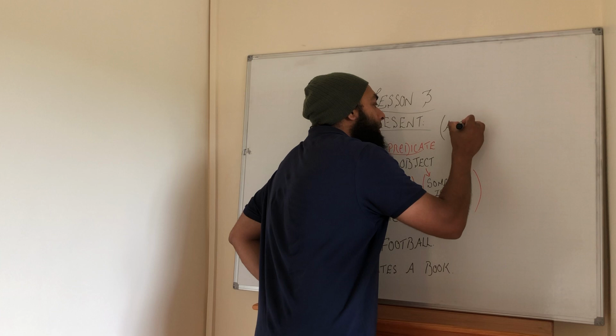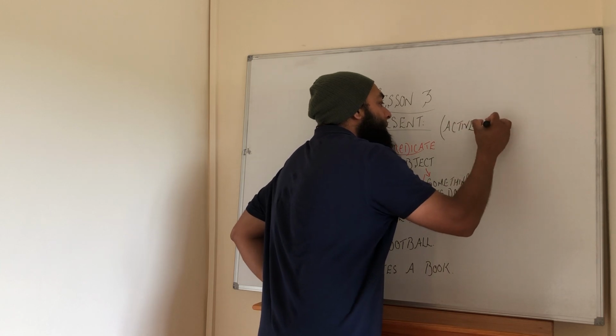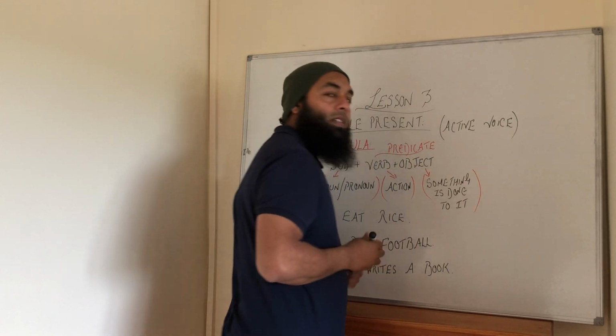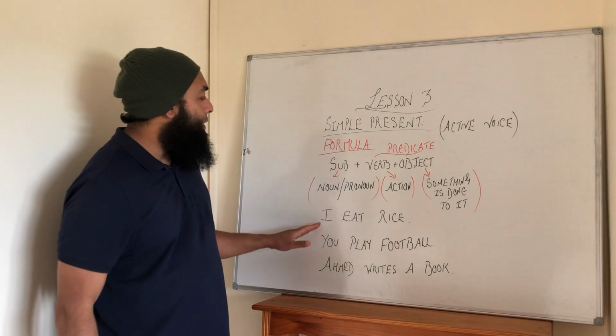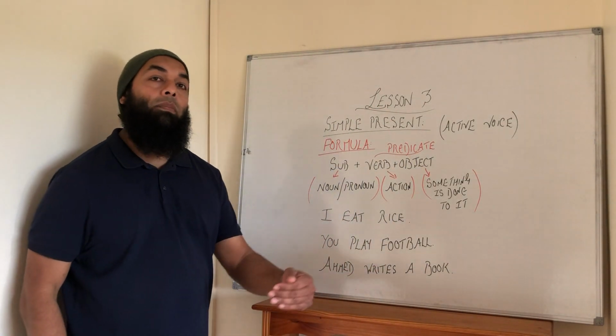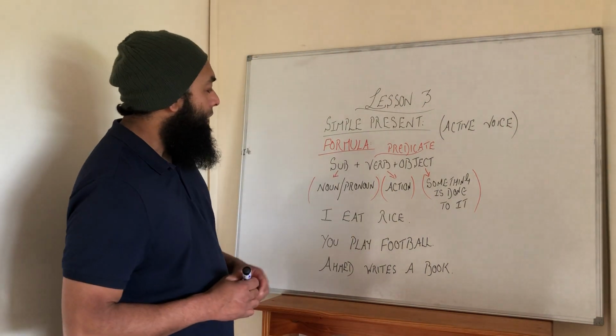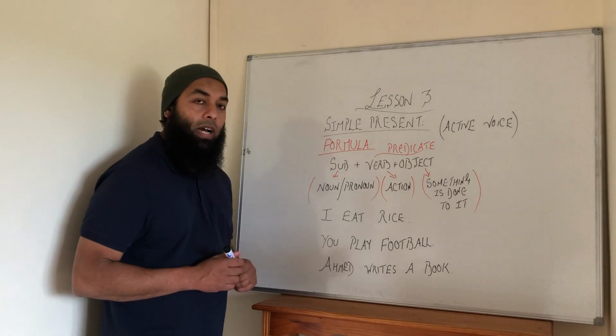We have two ways we make sentences, active and passive voice. And this is an active voice. The reason this is an active voice is because we are talking about the person who is doing something, who is involved in a sentence and doing something to it. So the first sentence here, I eat rice, okay?